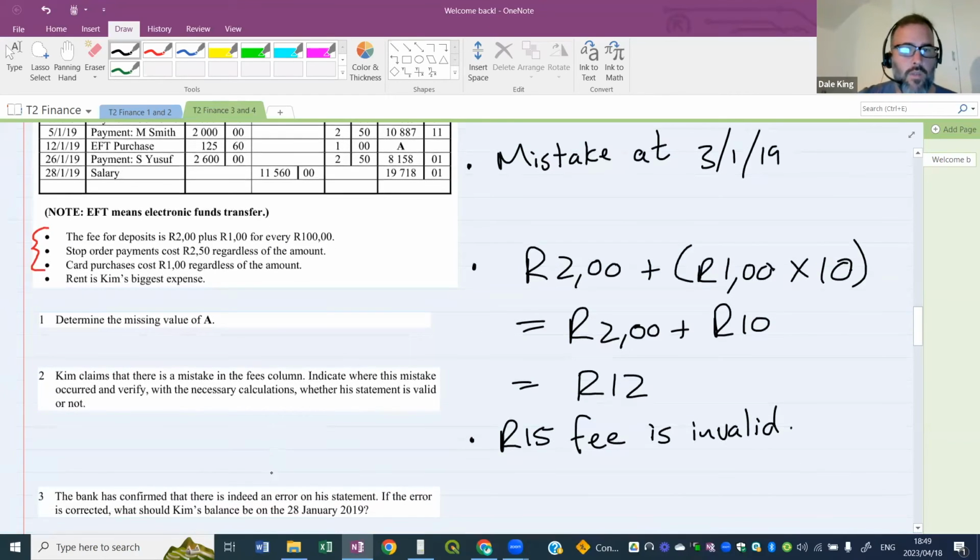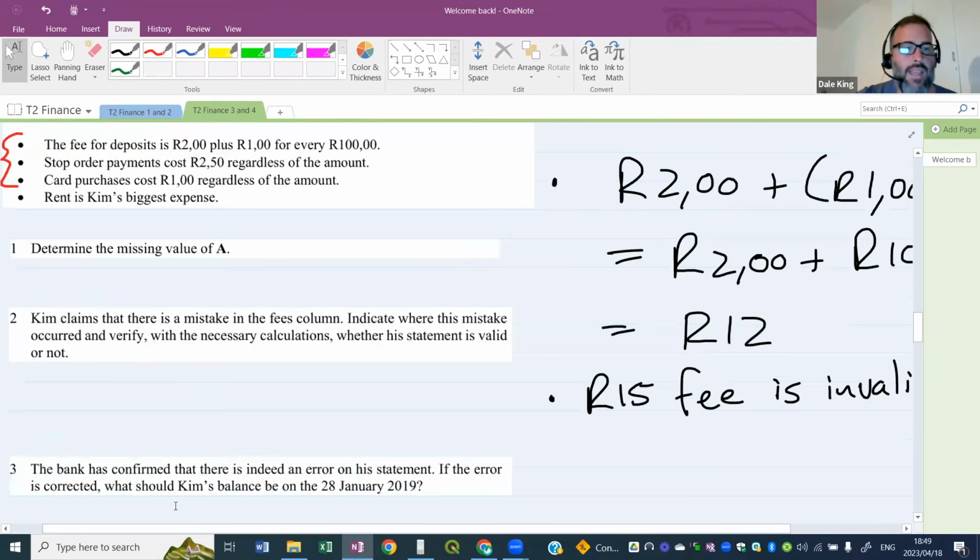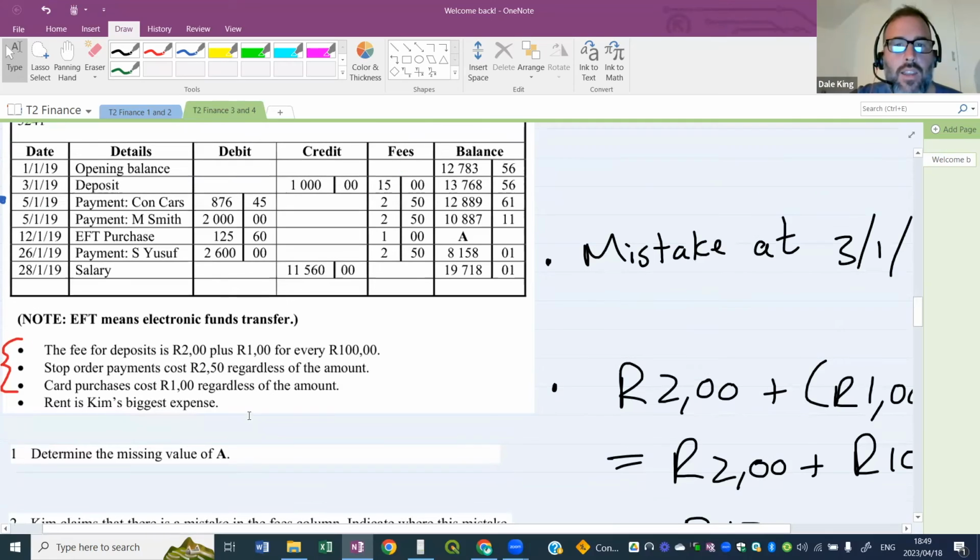All right, there's question number 3 at the bottom. Let me zoom in a little bit so you guys can read this. The bank has confirmed, you see, they made a mistake. The bank has confirmed that there is indeed an error on this statement. If the error is corrected, what should Kim's balance be on the 28th? Oh my gosh. Now, they've made a mistake and then they want us to fix it for them.